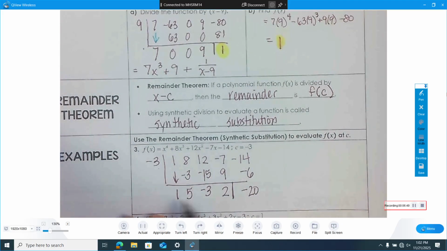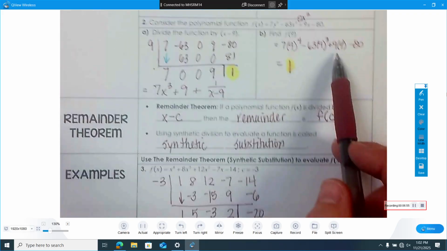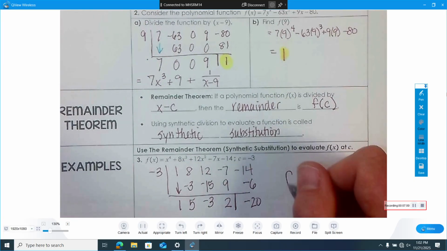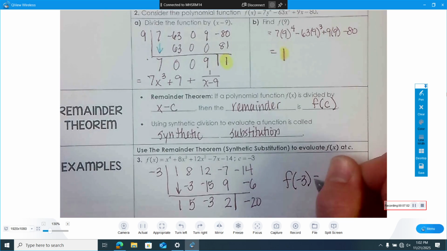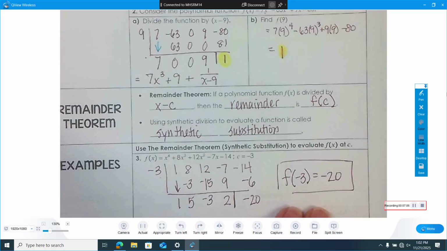Like when you think about how easy this was and how fast this was for me, rather than having to go to my calculator and plug all of this in, this is just super fly. So f of -3 equals -20. Guess what? When we have this, again, it is an ordered pair. It is a point on our curve.